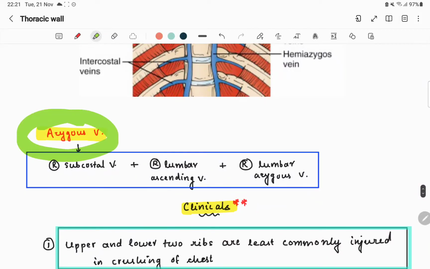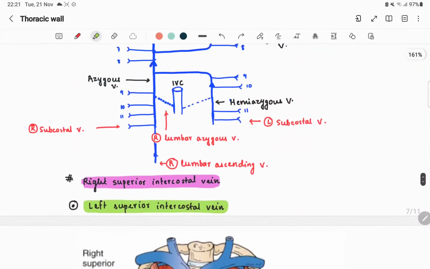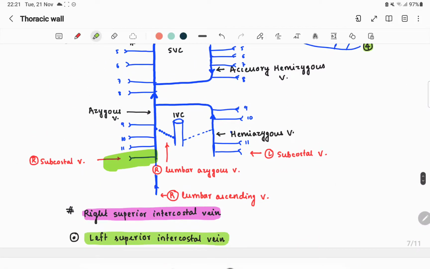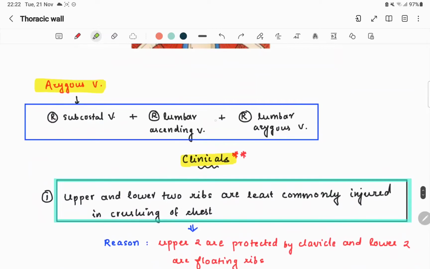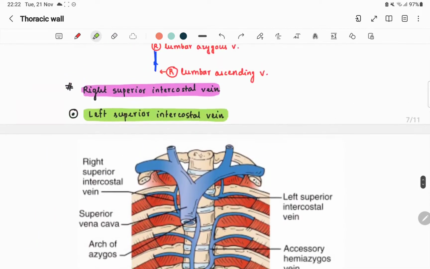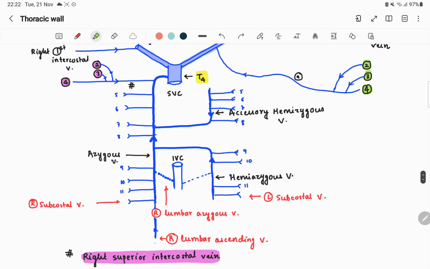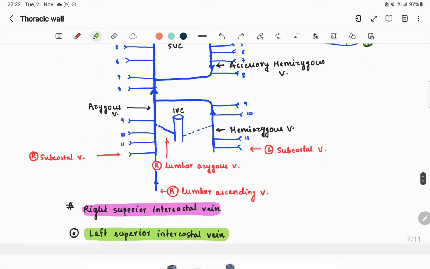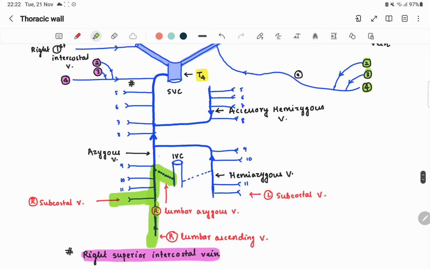So how is the azygos vein formed? It is formed by the right subcostal vein, that is this one. You can see your right subcostal vein is contributing to it, along with your right lumbar ascending vein and the lumbar azygos. So it is forming like this: right subcostal, right lumbar ascending, and lumbar azygos. It is forming at this level. This is your azygos vein.